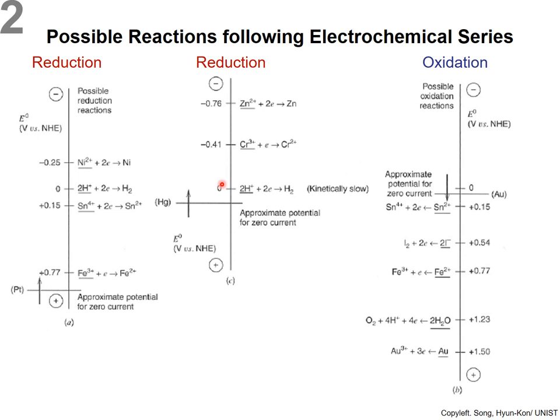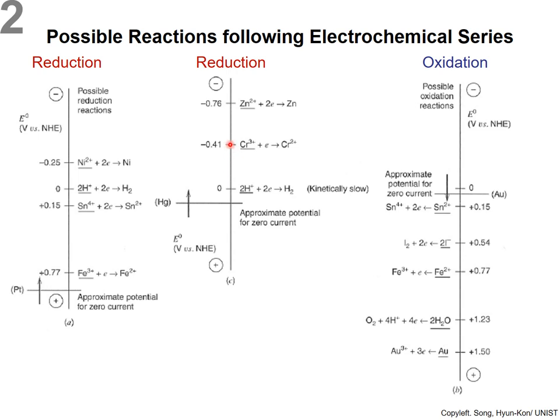we would expect the proton reduction or hydrogen evolution. However, this hydrogen evolution reaction on mercury is kinetically very slow. So the current is not flowing at 0 volt. However, when we go to about, for example, minus 0.2 volt, you could find the current responsible for the proton reduction because we have applied enough potential.